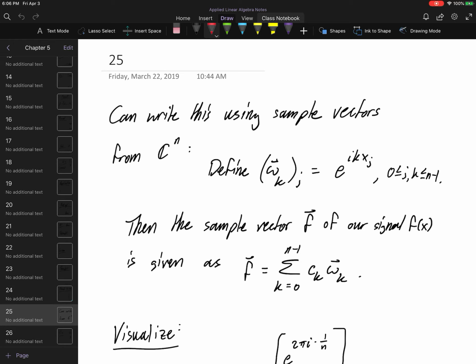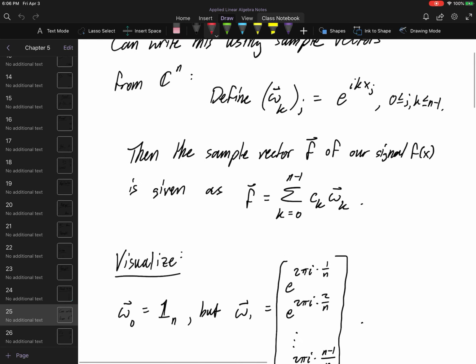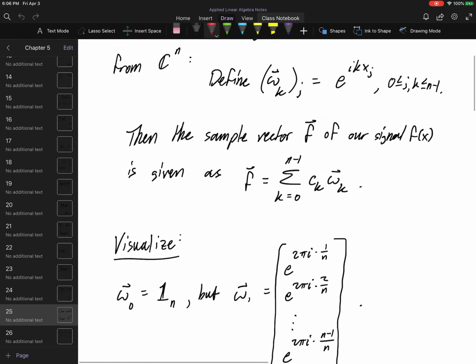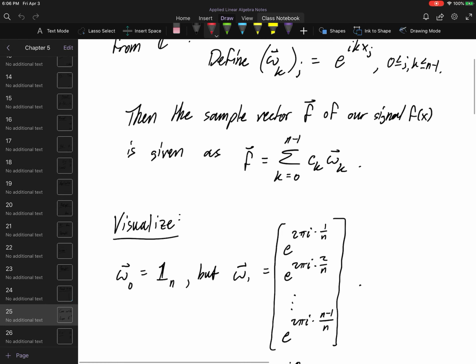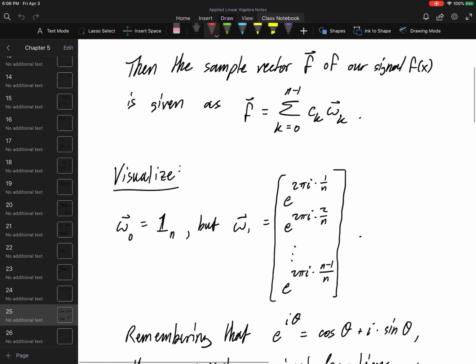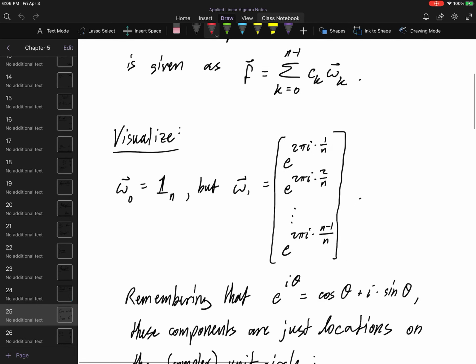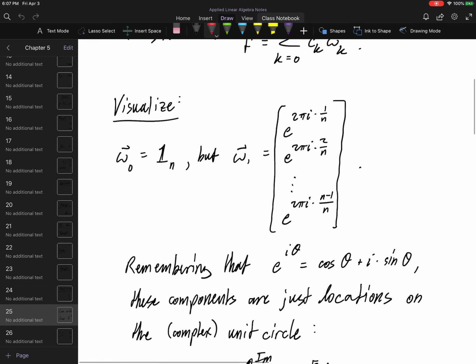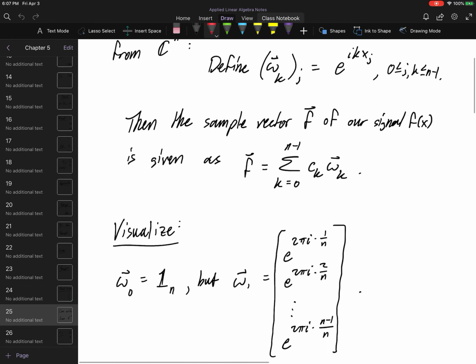And each of the jth entries here, this is a column vector, so the jth row of that column vector is going to be what e to the ikx evaluates to at x sub j. So the sample vector f of our signal is then given as this linear combination of these omega k vectors. This is just one way that we're going to simplify this expression.